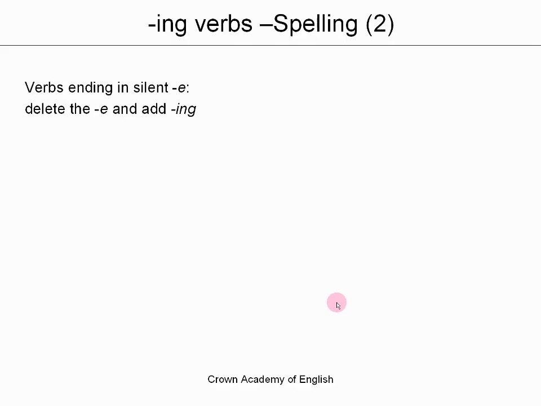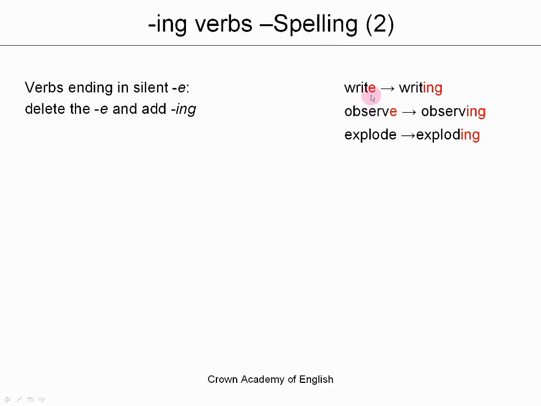For verbs that end in a silent E, we delete the E, so we remove the letter E and we add ing. For example, write, with an E at the end. This E is silent, we don't hear the letter E, and when we want to create the ing form, we remove the E and then we add ing. You can see there's no letter E here, the E has been deleted. Observe, observing. Explode, exploding.